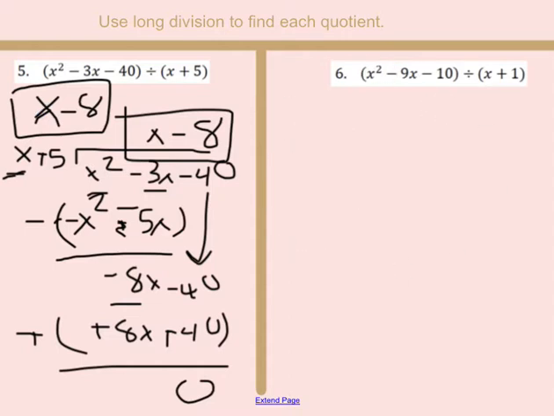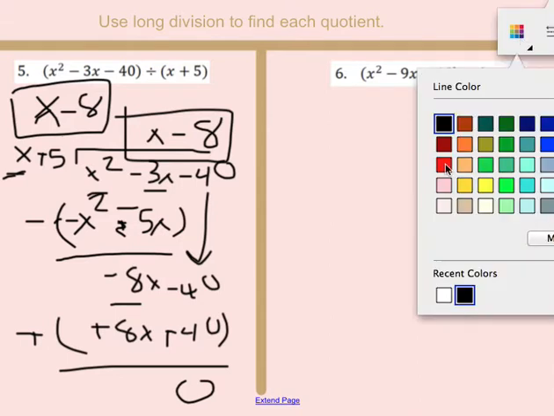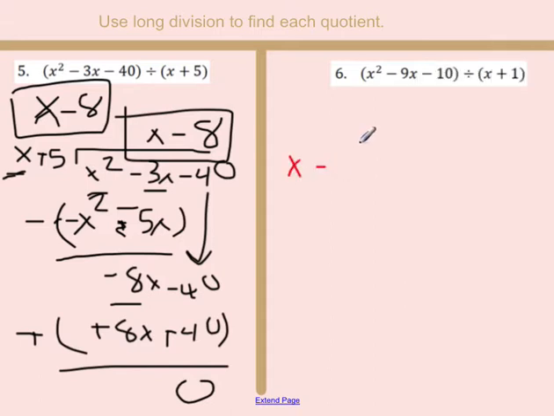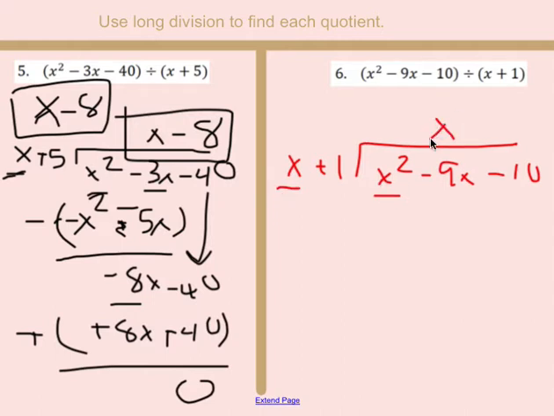All right, let's take a look now at number 6. So let's go ahead and get that guy set up. So when we do this, I'm going to put the x plus 1 on the outside, and then underneath I'm going to have x squared minus 9x minus 10. So then I'm looking at this and I'm asking myself, how can I multiply from x to x squared? And again, I'm going to be multiplying by an x. So I'm basically taking x times x plus 1 and distributing it in.